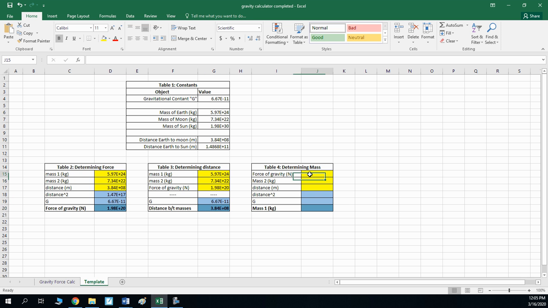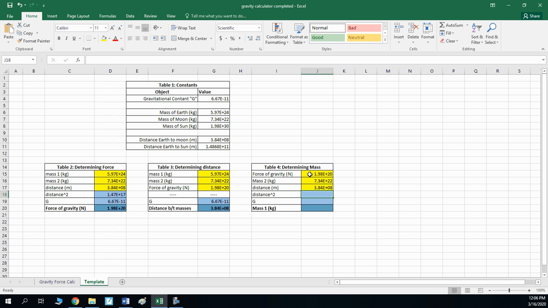All right, so in our last table, here's where things get tricky. Again, I'm not going to tell you exactly how to do this because I'm going to consider this a level 4 assignment. The yellow boxes are for input, so we can do that. I can help you with that. The force of gravity is 1.98 times 10 to the 20th. The mass, we'll say the mass of the moon is 7.34 times 10 to the 22nd, and the distance between them is 3.84 times 10 to the 8th.